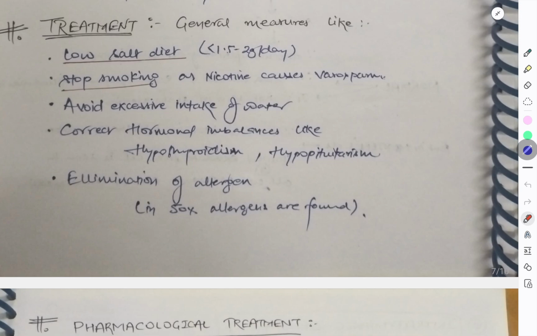What is the treatment for Meniere's disease? First let's see some general measures. Decrease the salt diet to almost 1.5 to 2 gram per day. Stop smoking, as nicotine causes vasospasm and more endolymphatic hypertension. Avoid excessive intake of water. Important: avoid excessive intake of water. Correct hormonal imbalance, as I've told you: allergy, hypothyroidism, hypopituitarism, you have to correct those imbalances first. Eliminate the allergens, because in 50% allergens are found to be the cause. So these are the general measures.